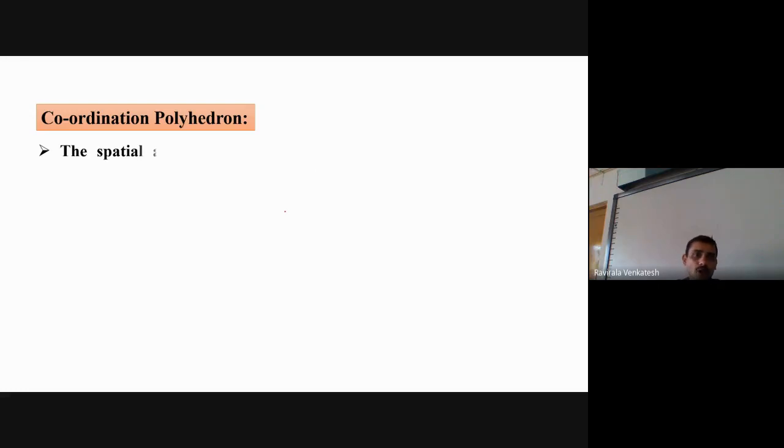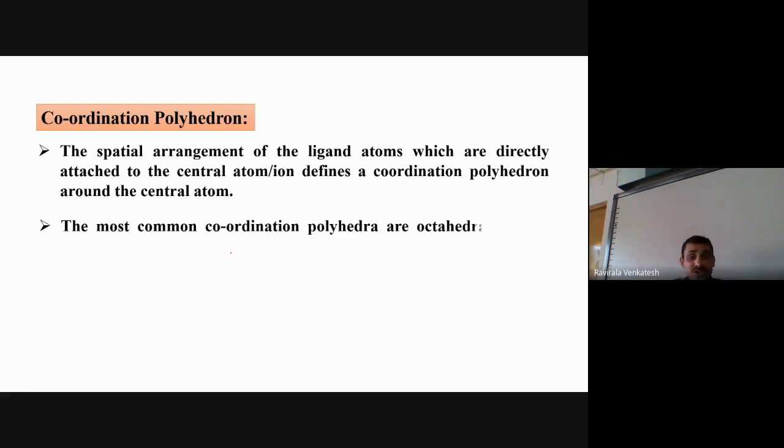Next, coordination polyhedra. That is the spatial arrangement, how they are arranged in space. When the ligands are bonded to the central metal atom, what shape are we going to get? That is called coordination polyhedra. In most cases, what shapes do we get? Octahedral, square planar, and tetrahedral. These are the 3 shapes we generally get.